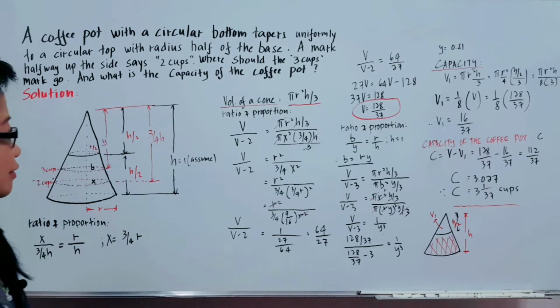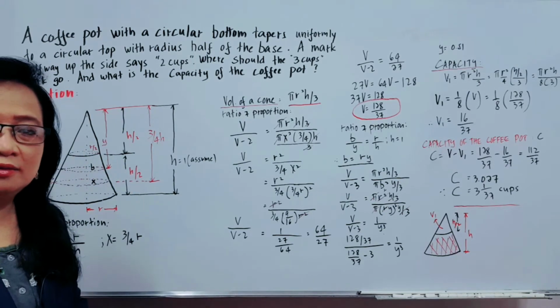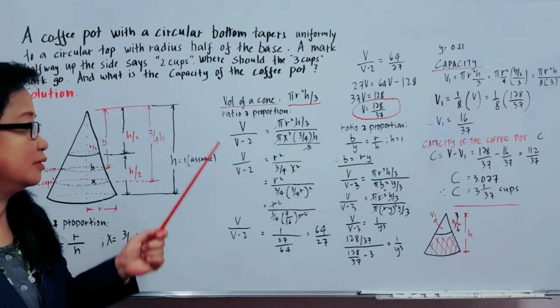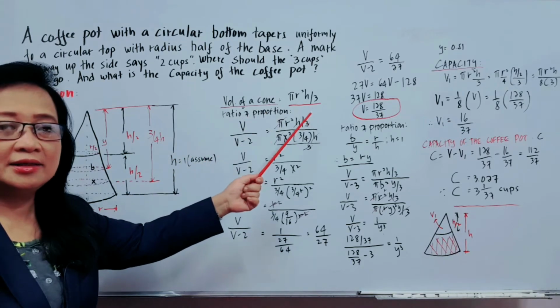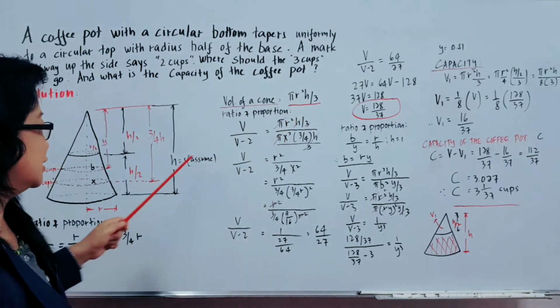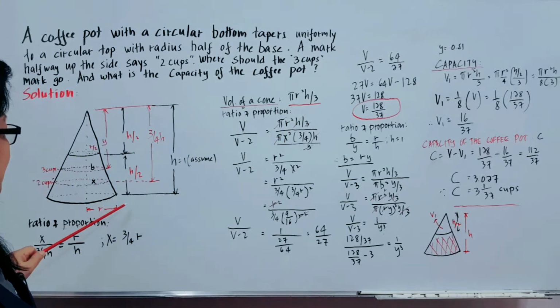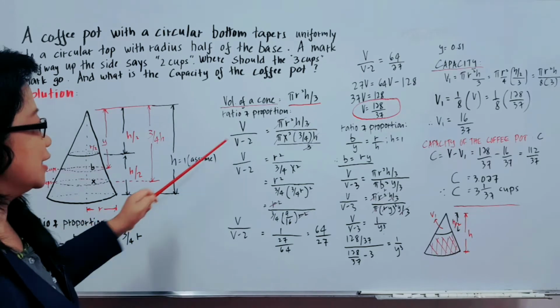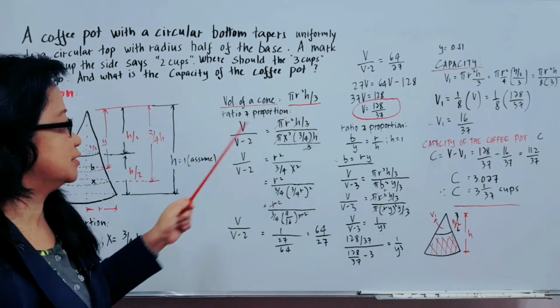X is 3/4. Now, the volume of a cone, this is the formula, is equal to pi r squared, the height, over 3. So this is the one: the radius and the height. So pi r squared h over 3.